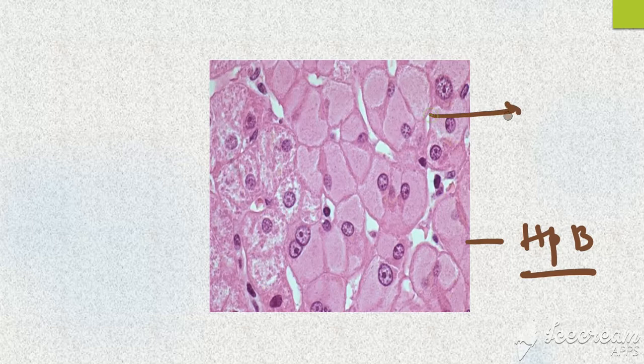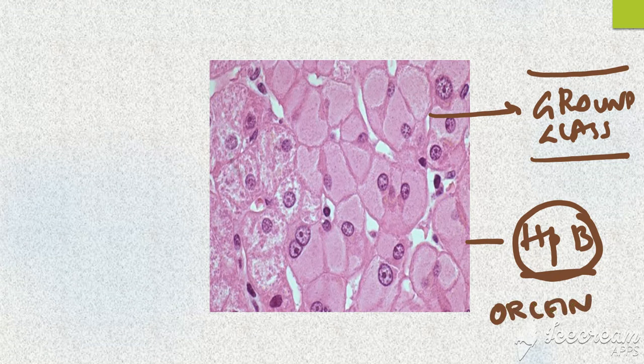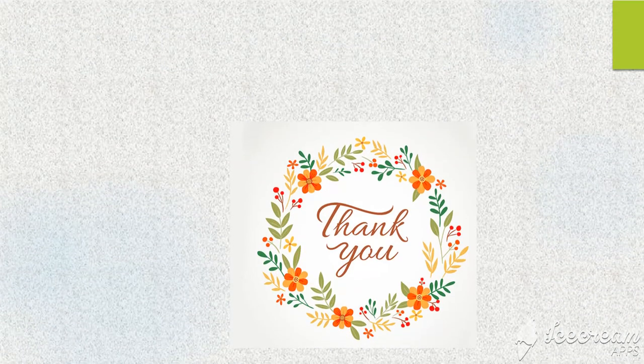What happens in chronic hepatitis B infection? You have something called a ground glass appearance. The ground glass appearance is seen in hepatitis B infection because the endoplasmic reticulum will have all the hepatitis B surface antigen. This can be highlighted by immunohistochemistry for hepatitis B antigen, or sometimes Orcein stain can also highlight the hepatitis B surface antigen. So these are a few important points to know about chronic hepatitis.